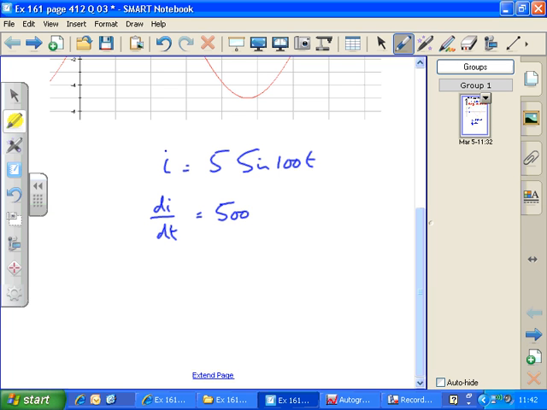The sine changes to a cosine. And the rest stays the same. So the rate of change is given by this function here. Now we need to let t equal 0.01 seconds.